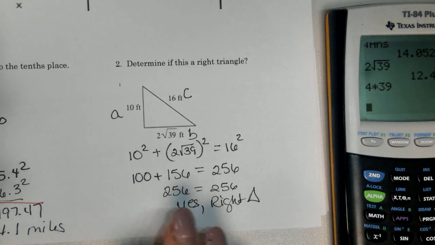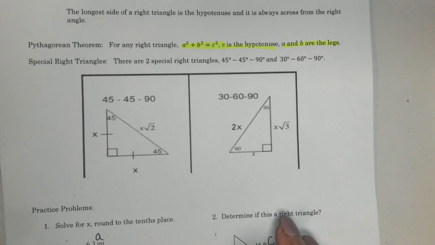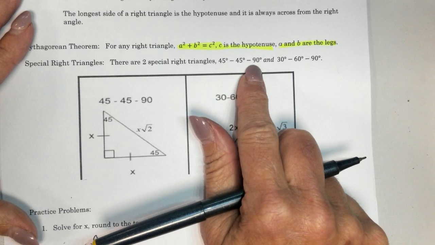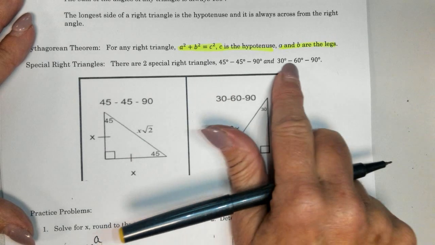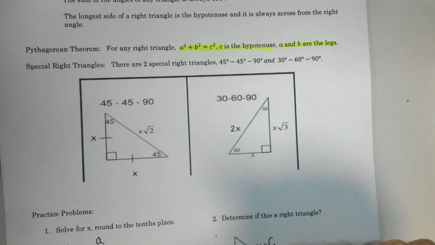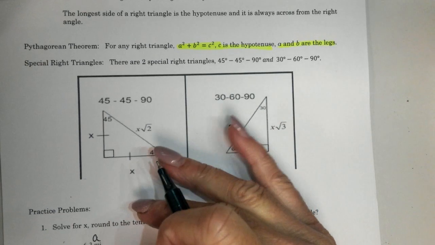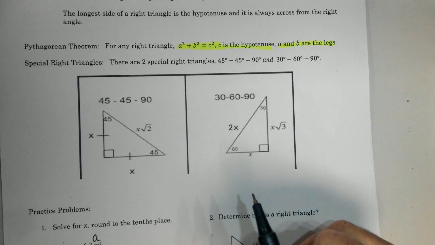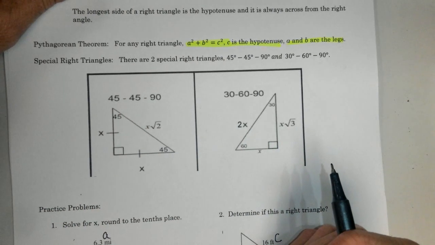Now, let's go back and take a look at our special right triangles. Special right triangles, if you remember, there's two kinds of special right triangles. There's the 45, 45, 90, and there's the 30, 60, 90. And every 45, 45, 90 triangle is similar. Every 30, 60, 90 triangle is similar. And there's a special relationship between the length of the legs and the hypotenuse, so that you don't have to do Pythagorean theorem. You only have to know one side length and you can find the rest of them. So it's just these two types that you have these special cases.